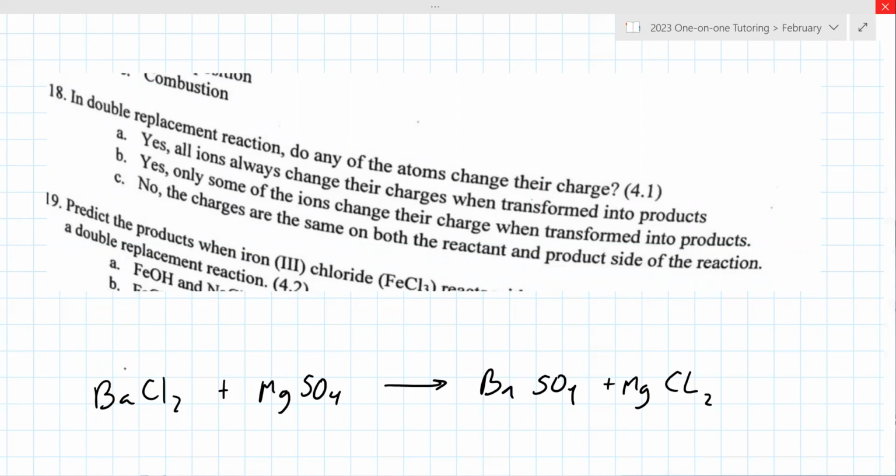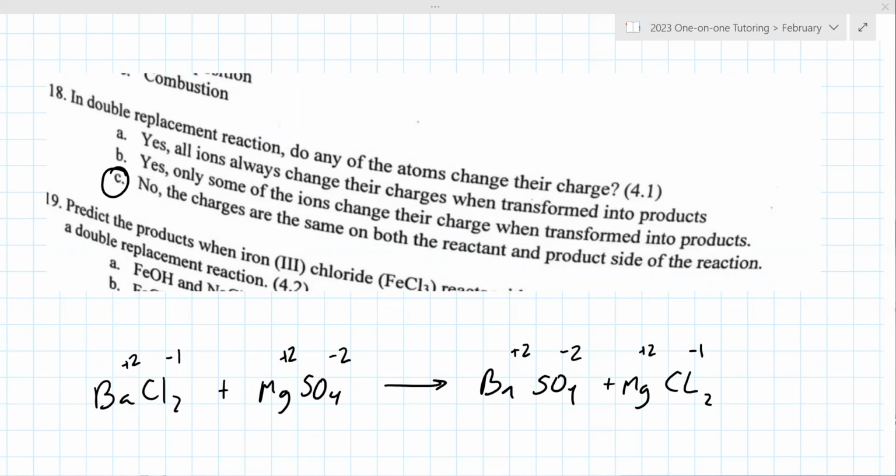So the idea here is that if Ba is +2, it's also going to be +2 over here. And so does that work? So what is the charge on SO4? Well, we know that Mg is +2, so SO4 is going to be -2. And so this matches up on this side. And then Cl is -1, but you have two of them. So that's why when you have the Mg over here, +2, it's -1. So it looks like they do not change their charges in a double replacement.